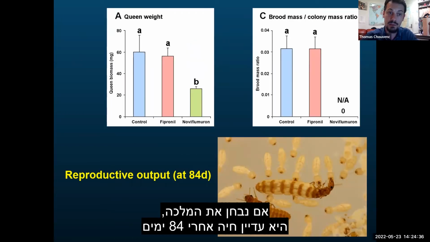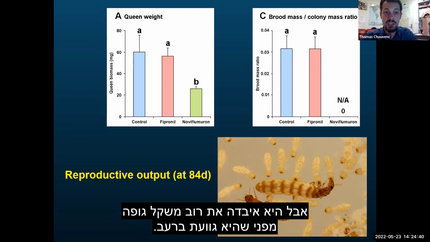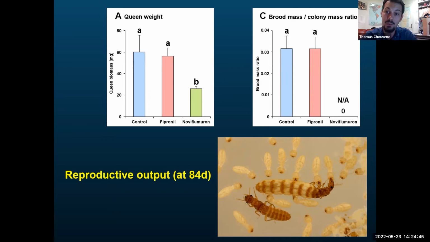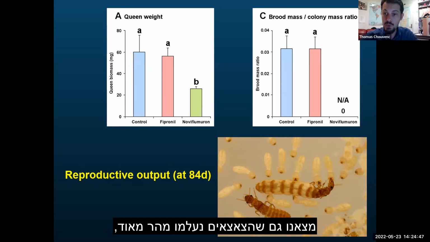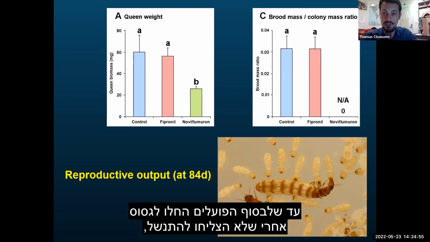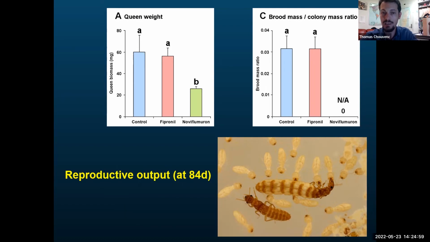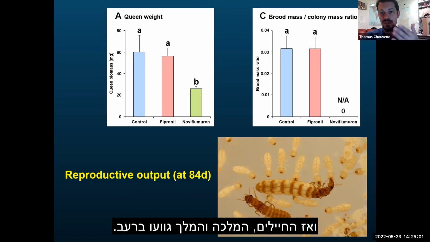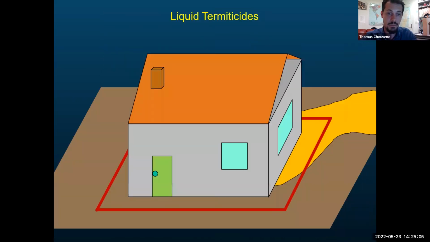If we look at the queen, at 84 days, she's still alive, but she lost most of her weight because she's starving to death. What we also found is the brood is gone very quick. So the eggs and the larvae are basically eliminated really quick, until eventually the workers start dying from failed molting, and then the soldiers, king, and queen starve to death.